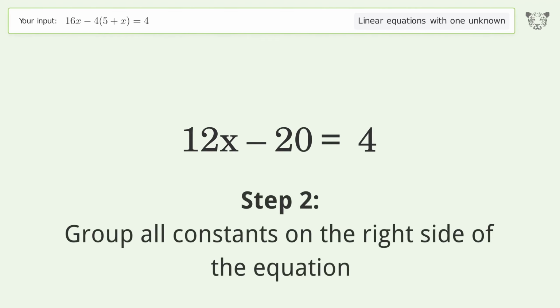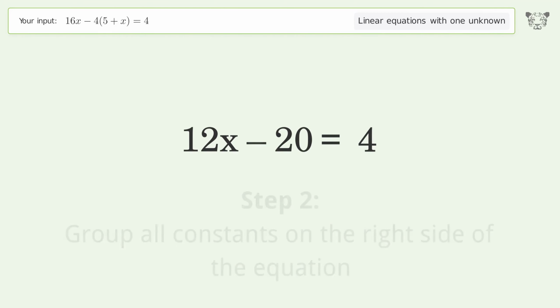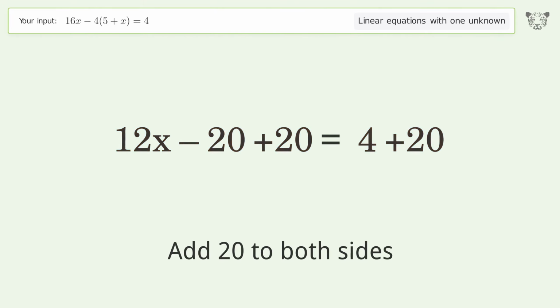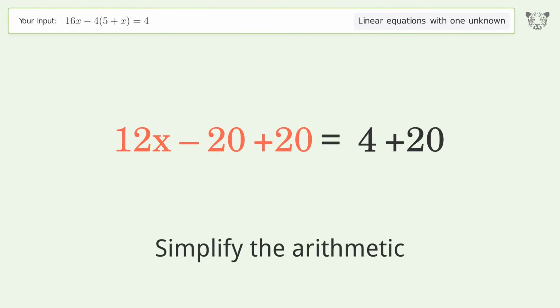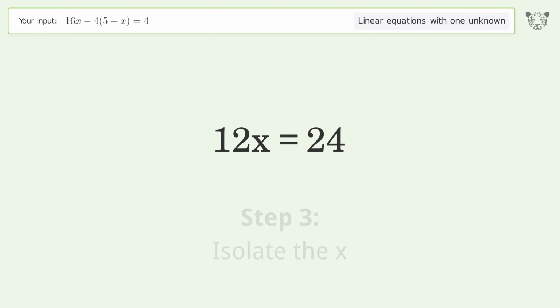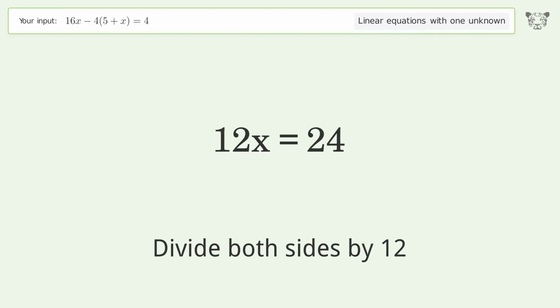Group all constants on the right side of the equation. Add 20 to both sides. Simplify the arithmetic. Isolate the x. Divide both sides by 12.